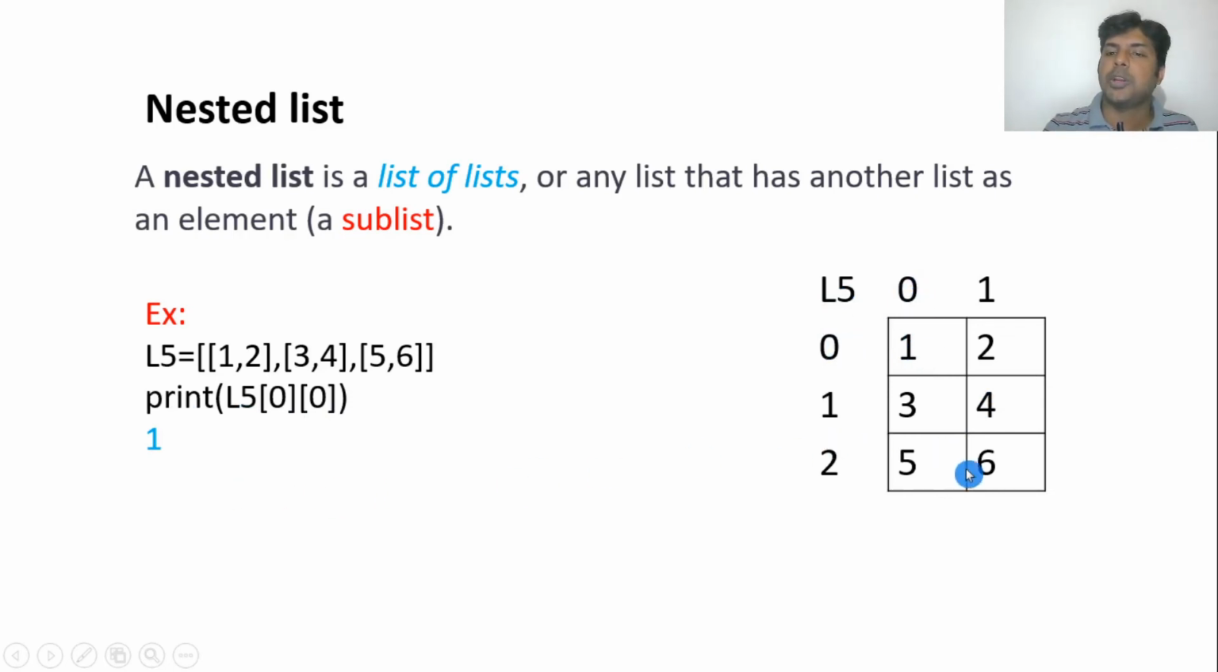Suppose I want to print the sixth element, so what will it be? L5[1, 2]... sorry, L5[2, 1], not 1, 2. So it will print the sixth element. So this is how our nested list will work. Let us see a small example in Python.